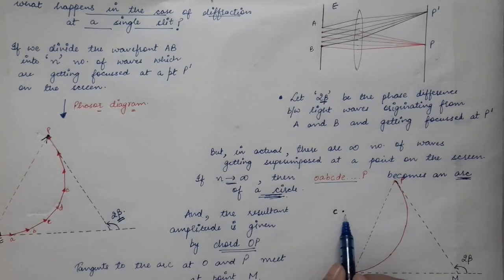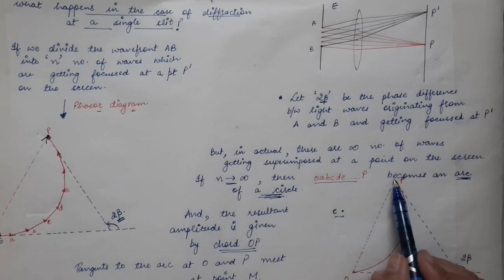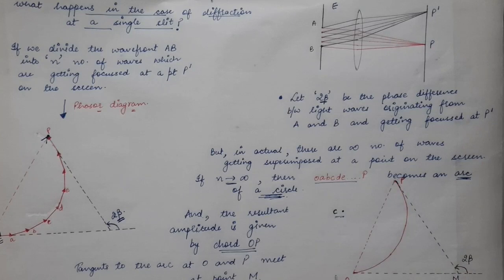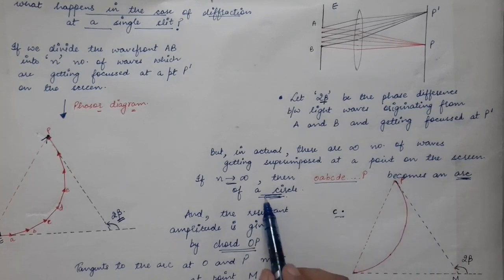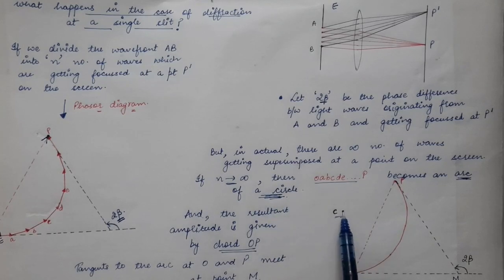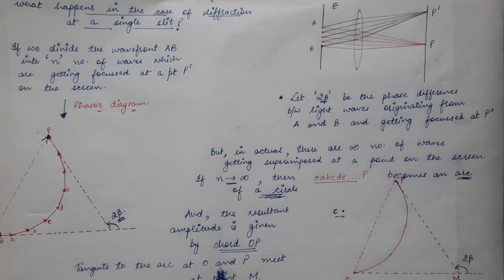So point C is drawn in such a manner that it is the center of the circle of which this arc is a part. This arc of a circle is part of a particular circle, and a circle has a particular center. So let's say this point is the center of the circle of which this arc OP is a part.